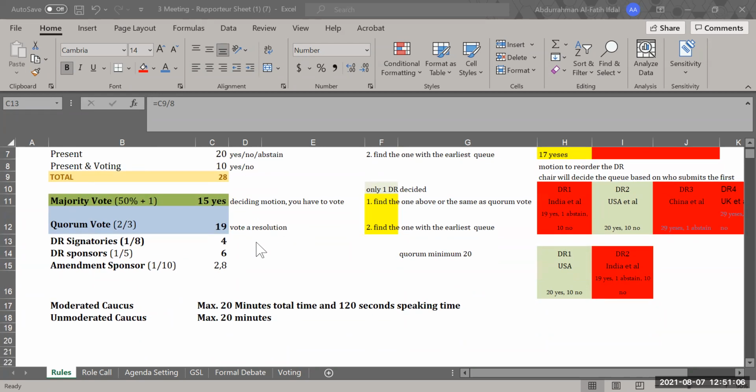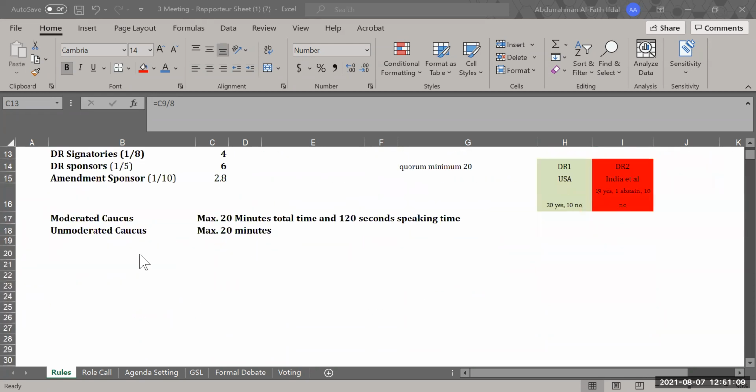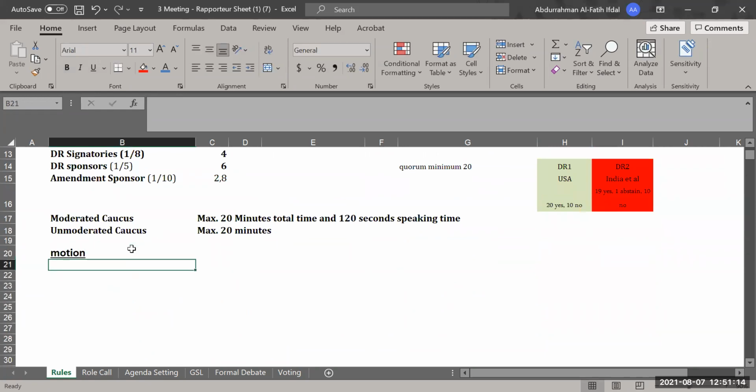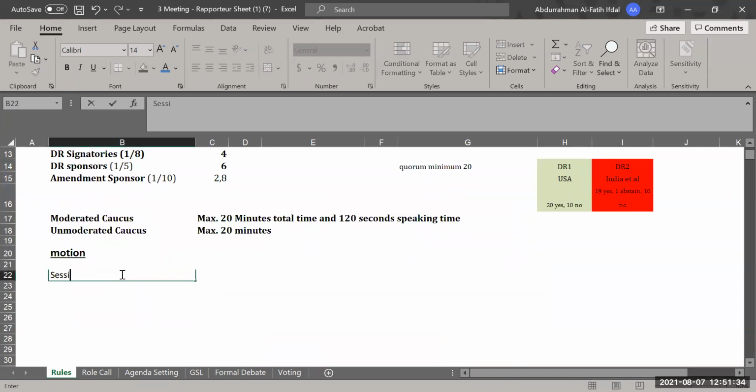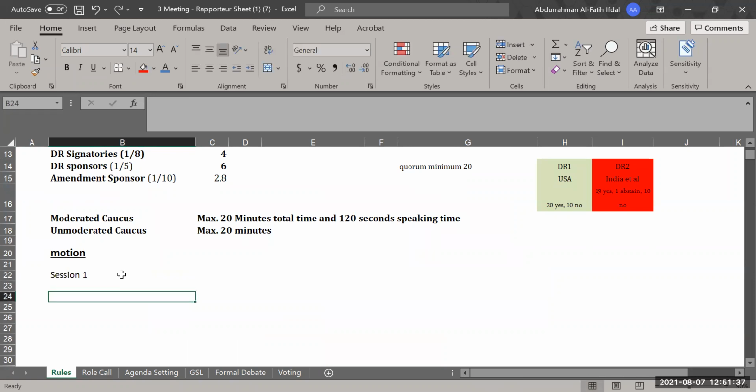Okay, I'll move on to the last one since we only have several minutes left. So this is moderated caucus. Remember, moderated caucus is a motion, right? So this is the same as the one on this slide. There will be 3 countries at every opportunity, whenever a moderated caucus is open; every 3 countries can propose, but only 1 country will be decided. So let's say this is session 1. The chair is opening for motions, right? We're just going to use the same countries: Indonesia, Malaysia, Singapore.